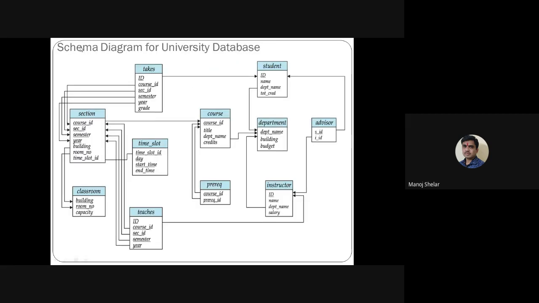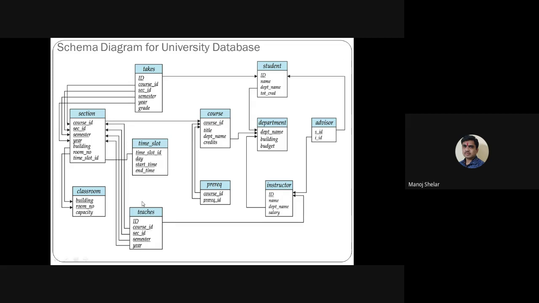Now the schema diagram of the university database. What is a schema? It is the overall design of the database. For example, drawing an ER diagram or a schema diagram. Here section is one entity, text is one entity, student, advisor, department, course, time slot, classroom, teachers, prerequisite and instructor are each one entity.